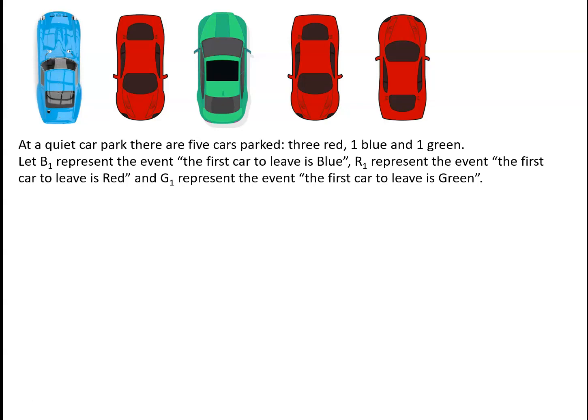We'll let B1 represent the event the first car to leave is blue. Similarly, R1 represents the event the first car to leave is red, and G1 represents the event the first car to leave is green. Then we can write down the probabilities of these 3 events quite easily. Probability of the blue car as the first one to leave is 1 in 5. The probability of a red car as the first one to leave is 3/5, and the probability the first car to leave is green is 1/5.